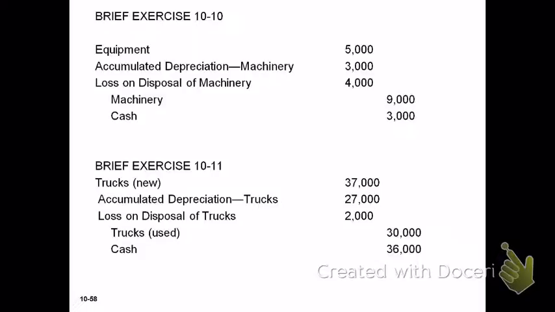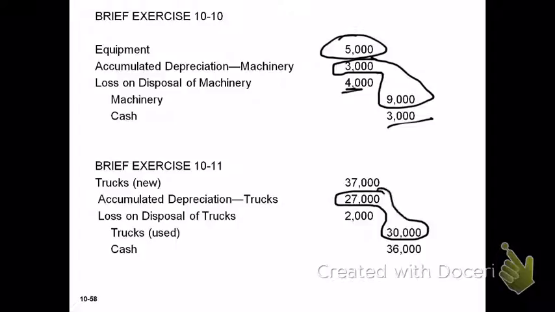So when we look at these, we see the new equipment came in at 5,000. The old equipment is here. We also paid the cash, and the loss is the difference between what they gave up and what they received. The new truck, here's the separate one. So we're taking off the old truck and its accumulated depreciation. We're giving up cash, and then the difference between the two is going to give us the loss.